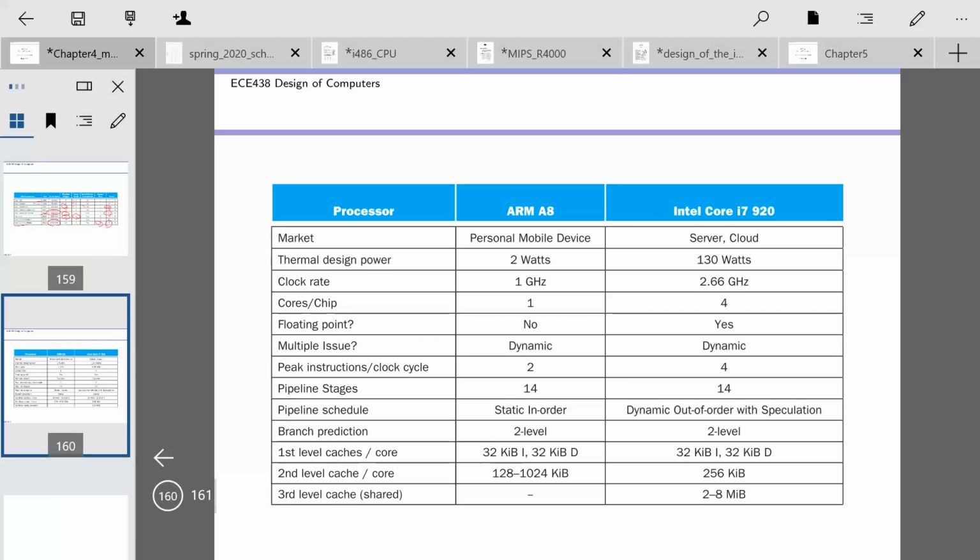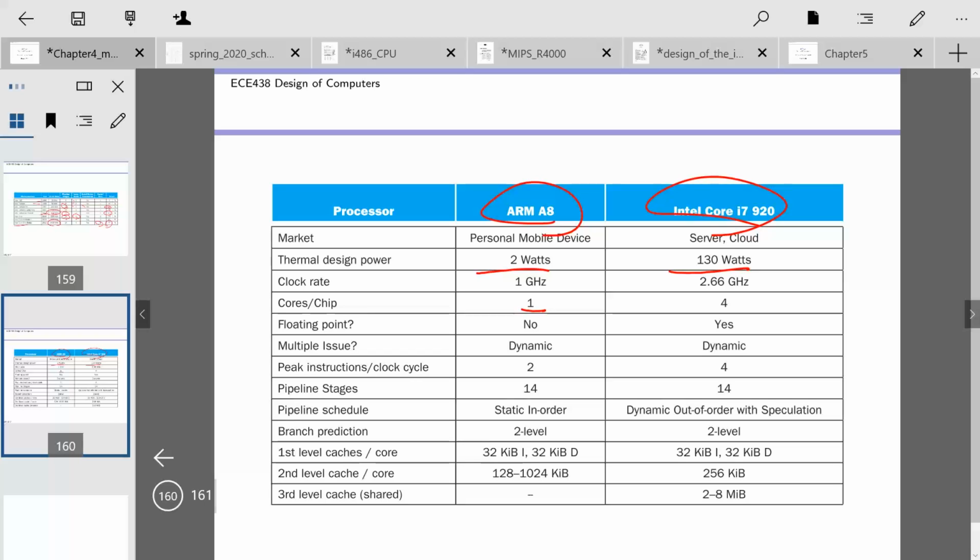All right, this chart, and it's the last one for the evening, shows the ARM A8, which is ARM's application processor. Okay, so it's a low-end mobile processor with the high-end i7. These two, I would say, are on opposite ends of the spectrum of application processors. The A9 is not necessarily an embedded processor. It's what you would find in a low-performance mobile device. So thermal design power is 2 watts for the A8, and it's 130 for the i7. Okay, the A8 only has 1 core.